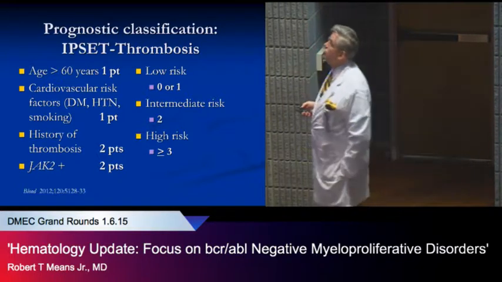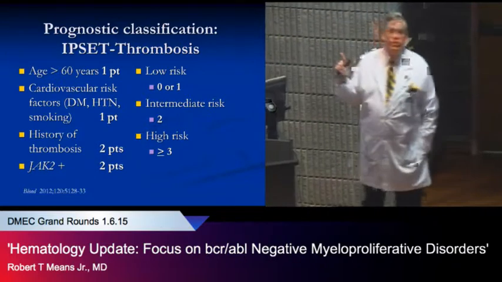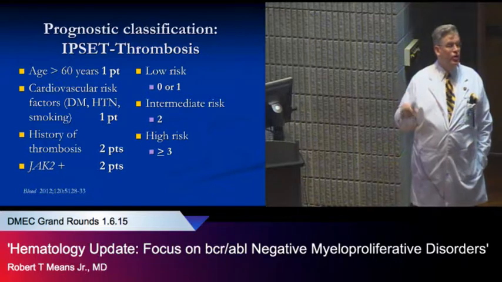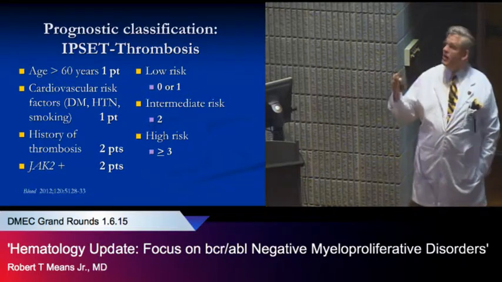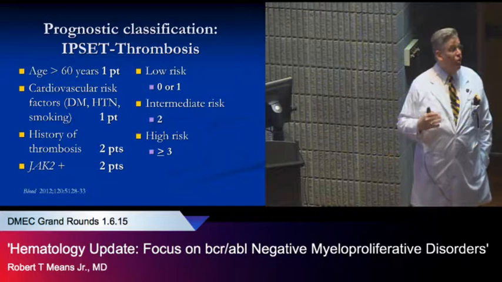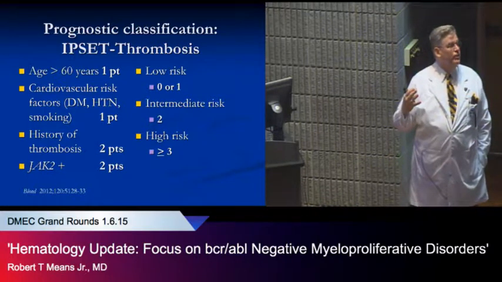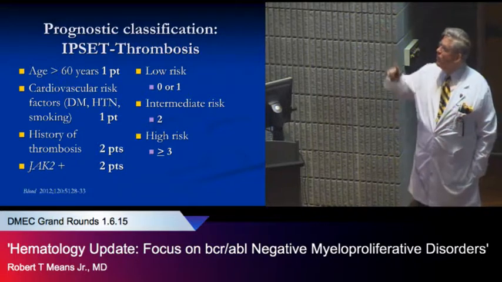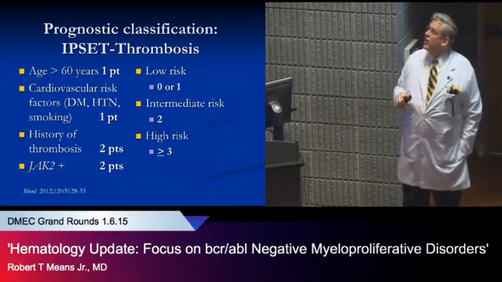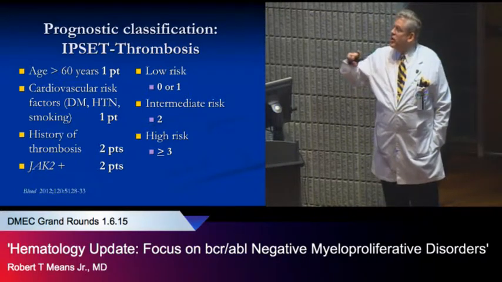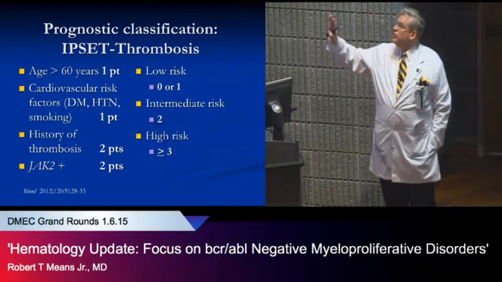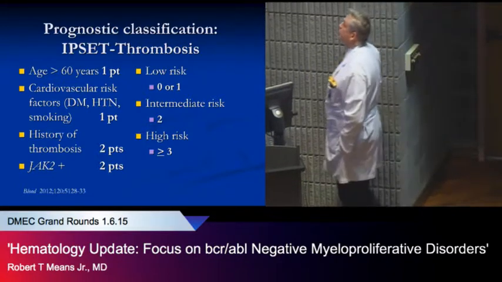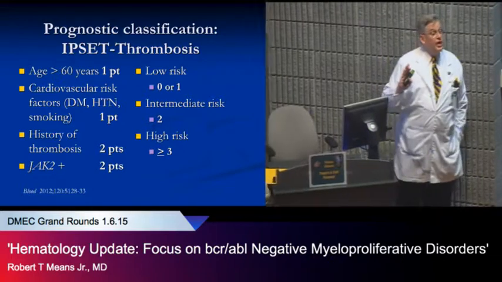So if you're low risk, you got 0 or 1 point. What does that mean practically? It means you're a healthy person who's never had any trouble, don't smoke, normal blood pressure, not diabetic, and you're just over 60. Or you're an otherwise healthy person, less than 60, who smokes or is a diabetic or whatever. So that gets you 1 point. If you have either a history of thrombosis or you're JAK2 positive, that'll get you 2 points each. 0 to 1 is low risk, 2 is intermediate risk, and greater than 3 is high risk.